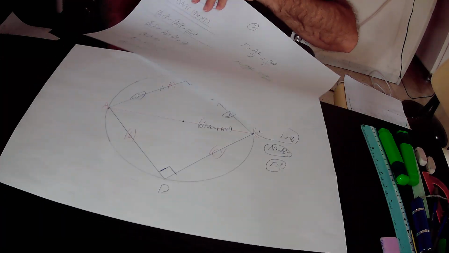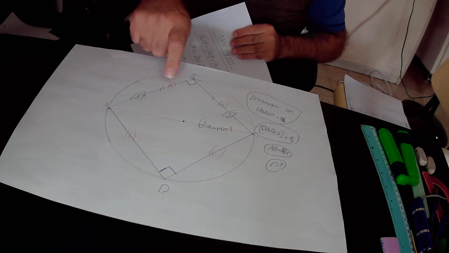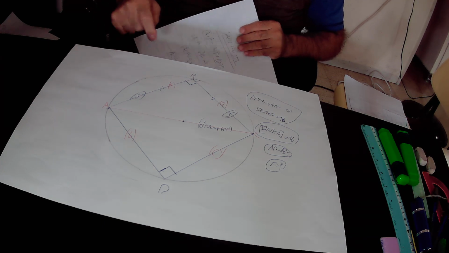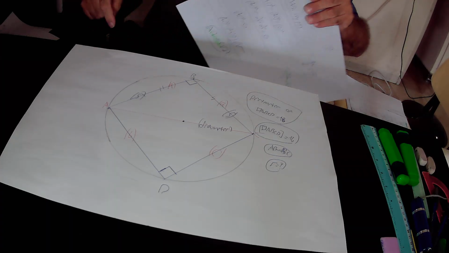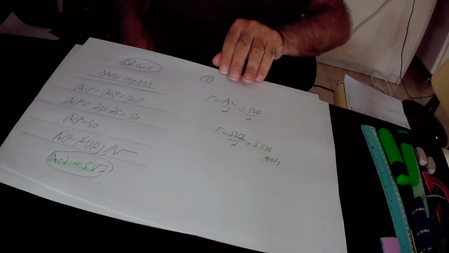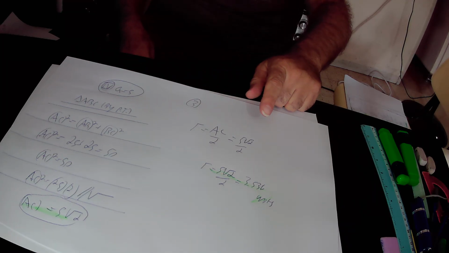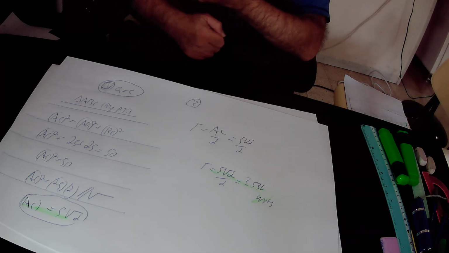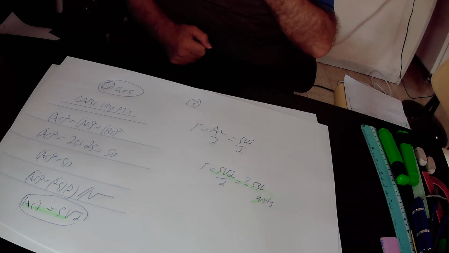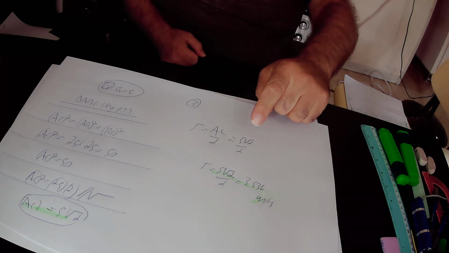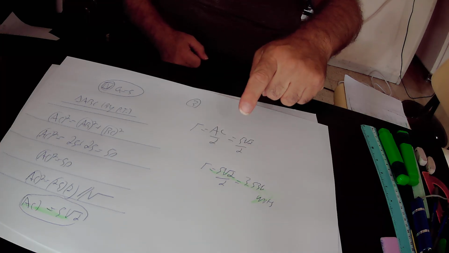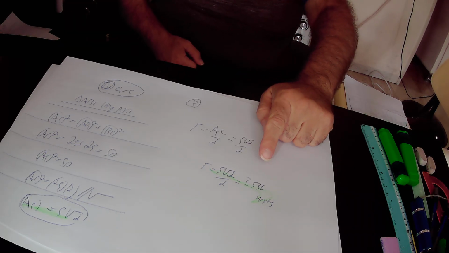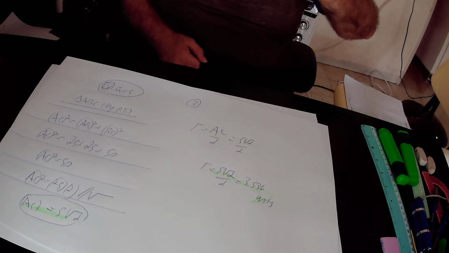Our task is to find the radius of this circle. The diameter AC equals 5 times square root of 2, and the radius must be equal to half of it, that is, AC over 2. So the radius we are looking for equals 5 times square root of 2 over 2 units, or in terms of numbers, the radius R of the circle is equal to 3.536 units.